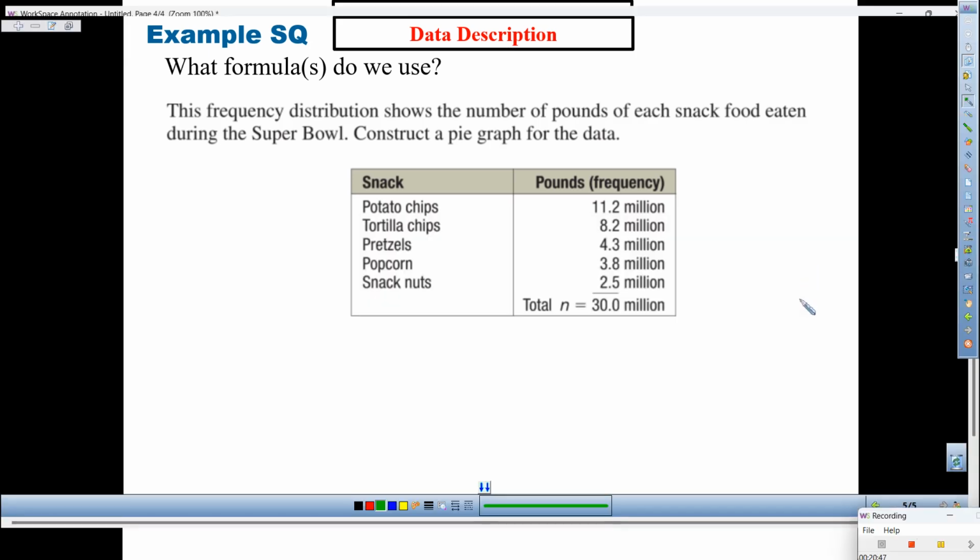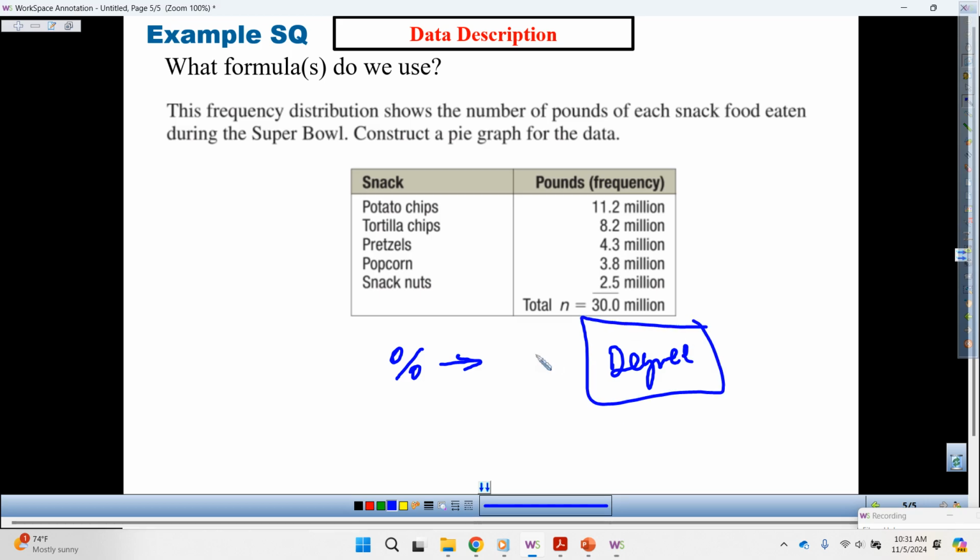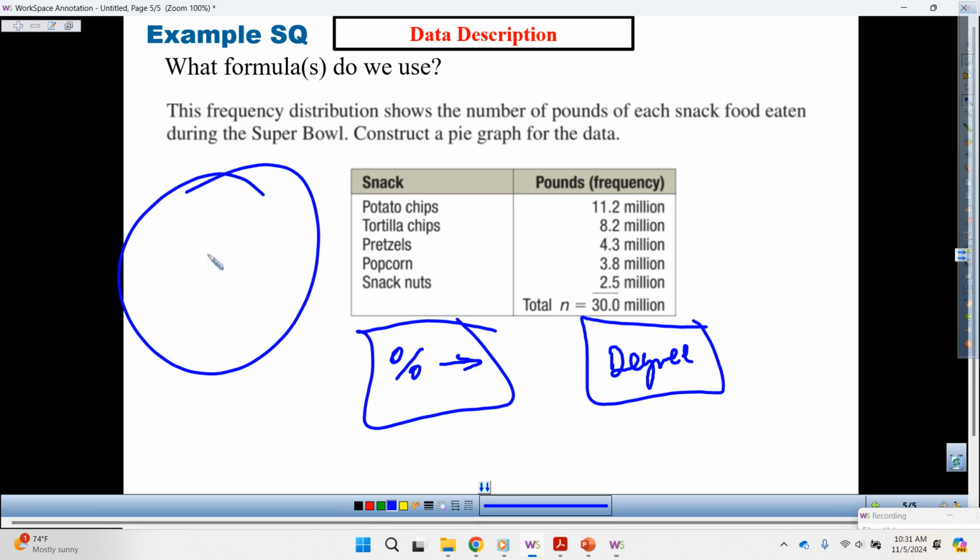Well, let's start off with Lulu. What would be our first formula? Percent. That is correct. That's one formula. Okay, not bad. And our second formula. Pass it to someone, Lulu. Brandon Doherty. Second formula. Degree. That is correct. Those two formulas are for pie charts.